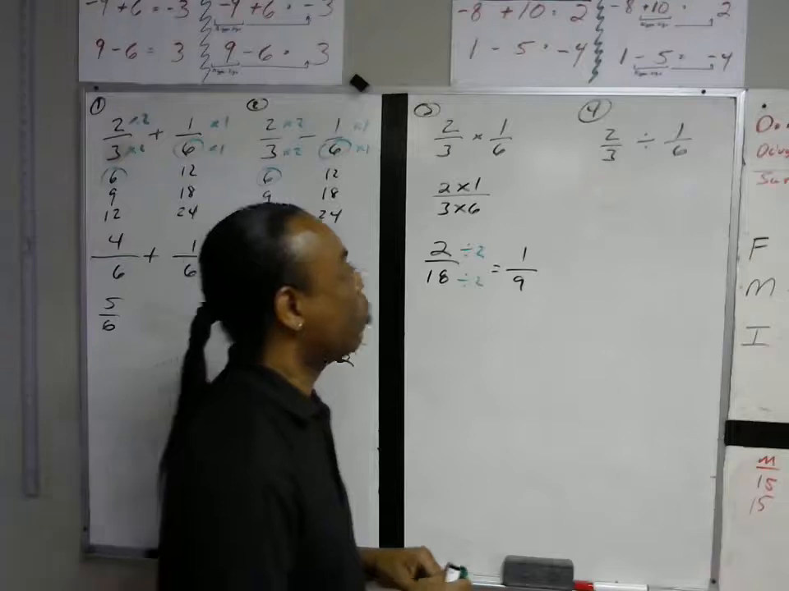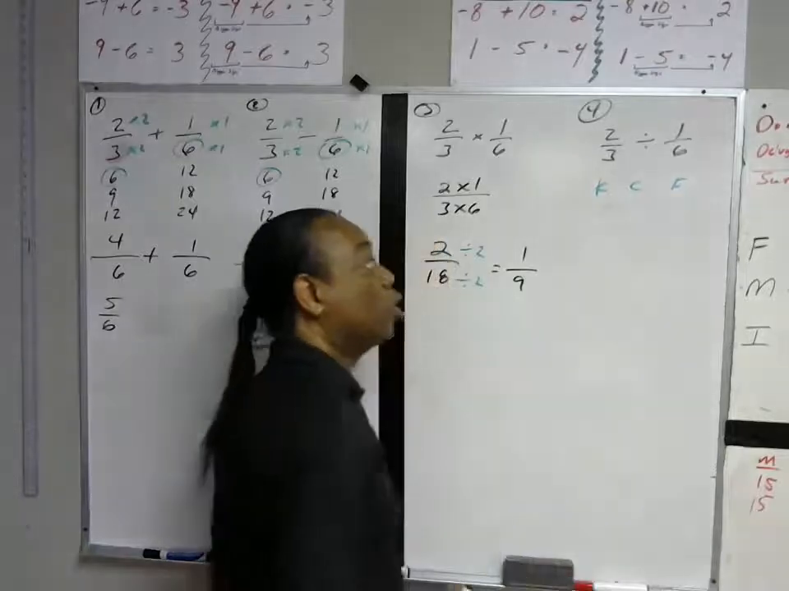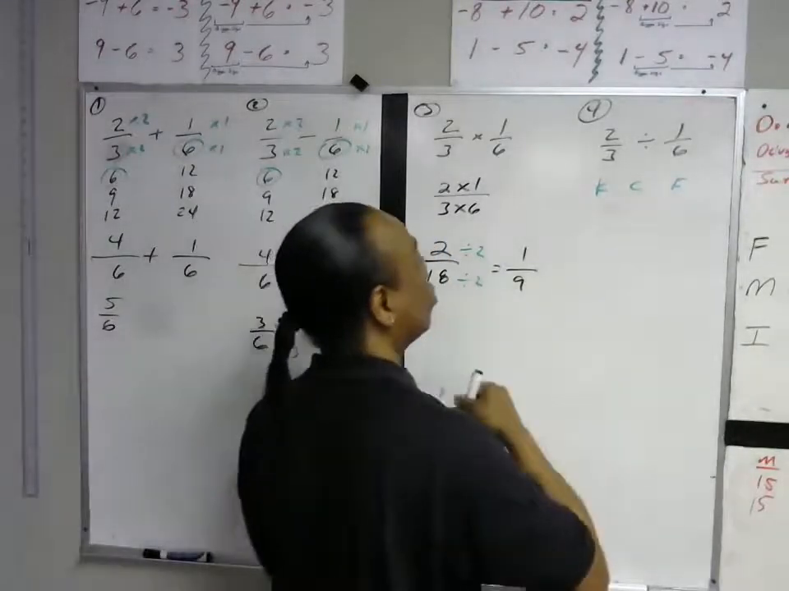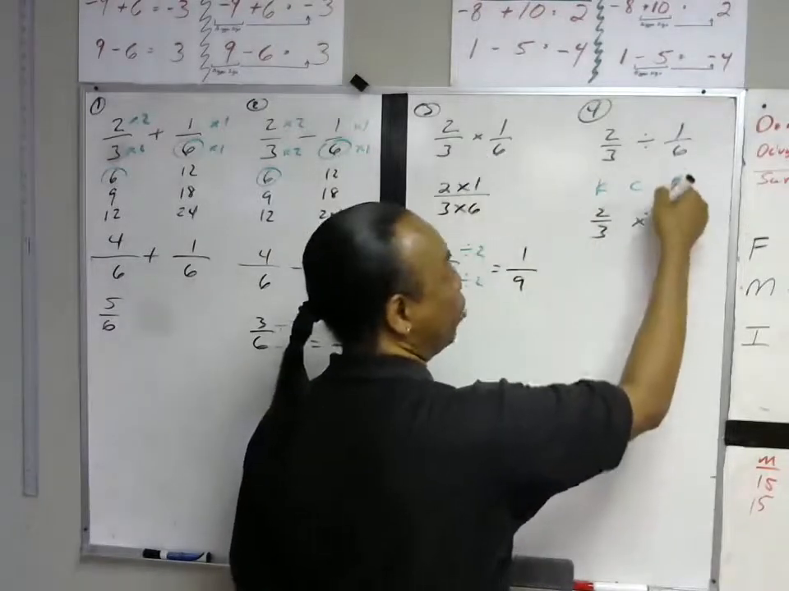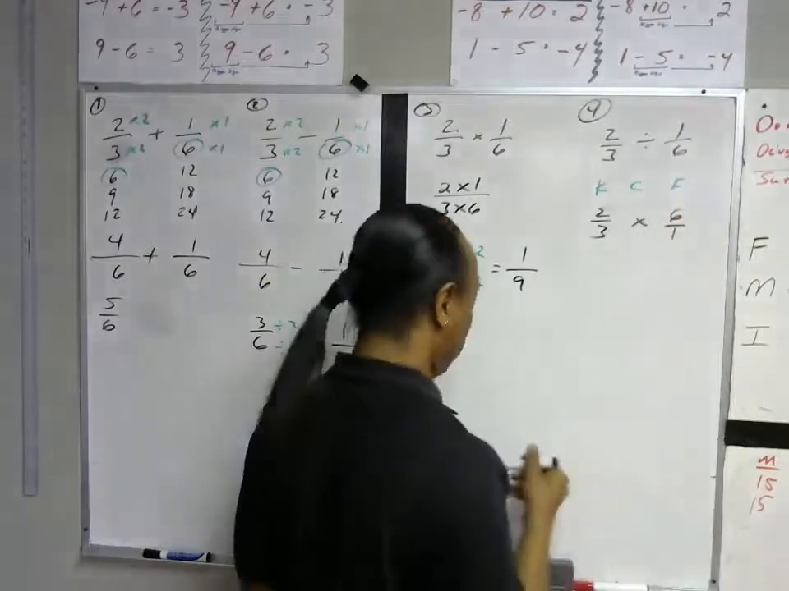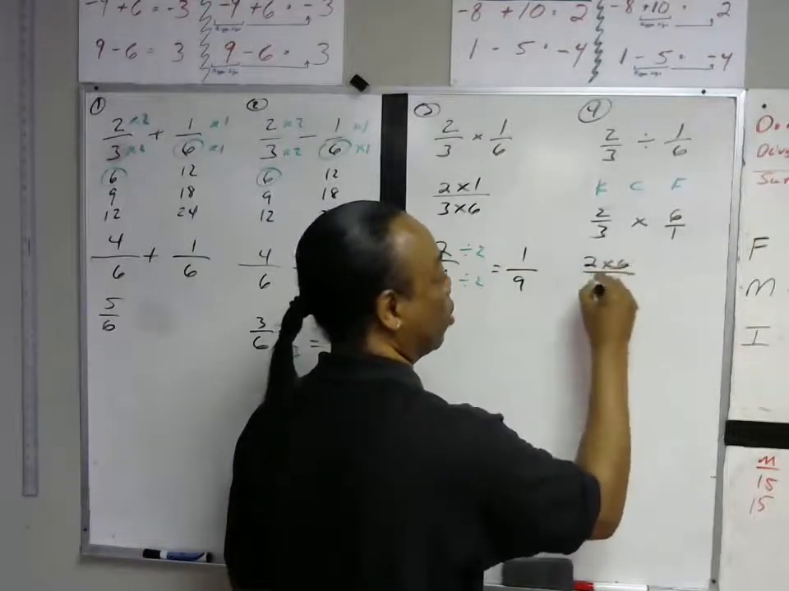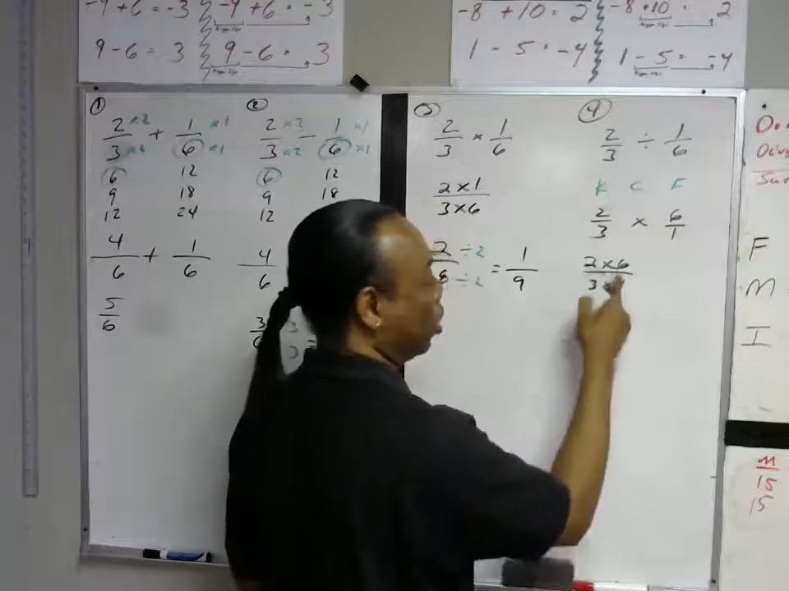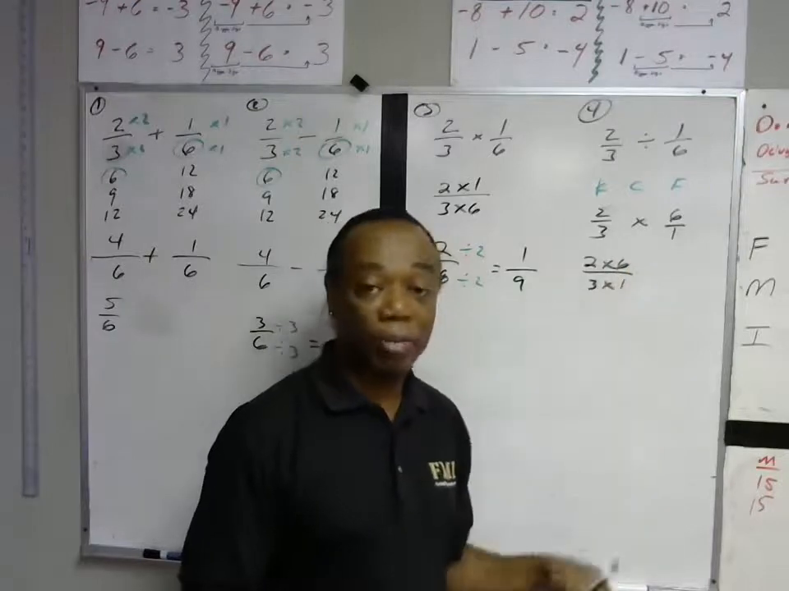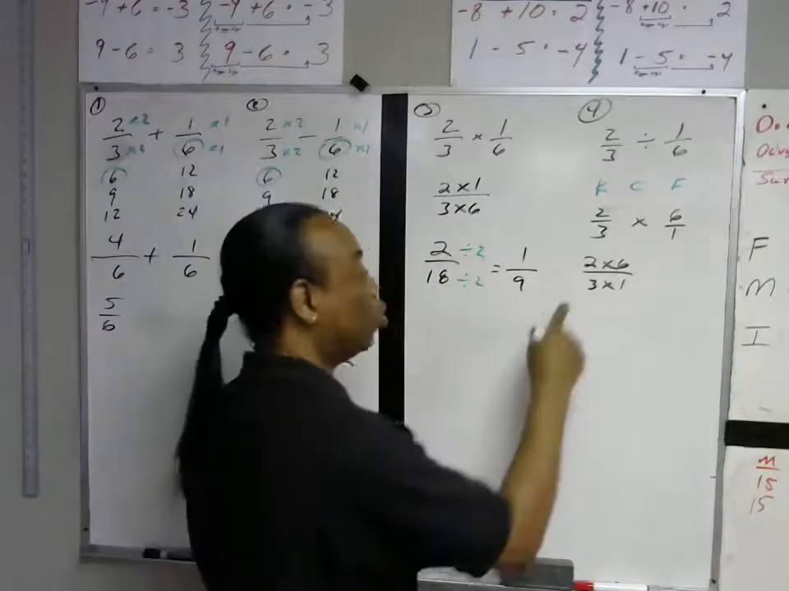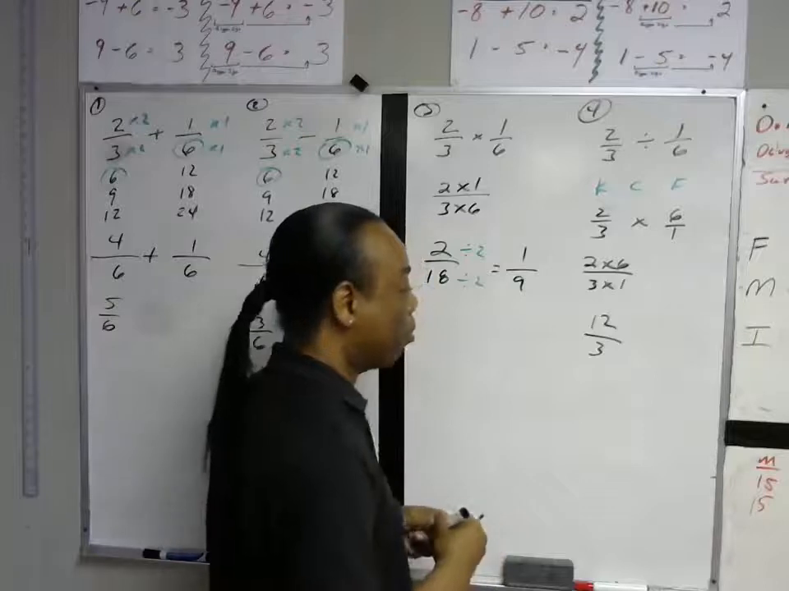Okay. With the division, we use keep, change, and flip. So we keep the first term, 2 thirds. Change the division into multiplication, and flip the 1 over 6 to a 6 over 1. So now, when we multiply, we'll have 2 times 6 and 3 times 1. Again, we do have some common terms. Both the 6 and the 3 can be simplified right now, but I'm going to wait just a little bit. 2 times 6 is 12. 3 times 1 is 3. And now I can divide both terms by 3.